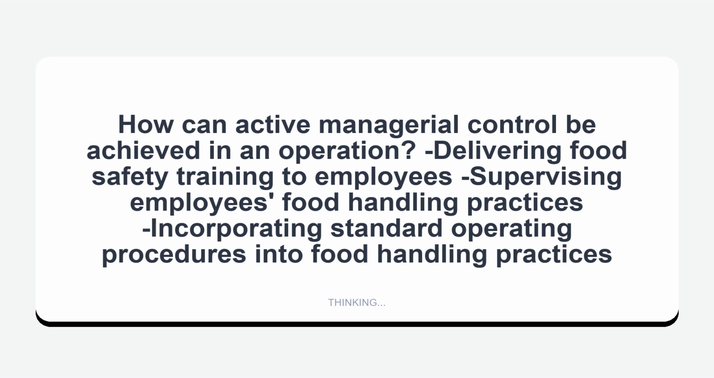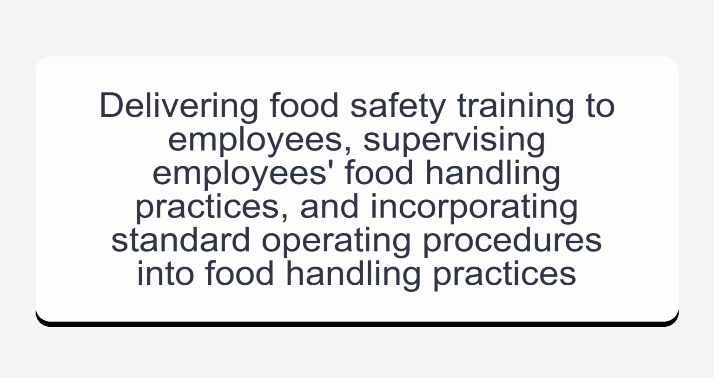How can active managerial control be achieved in an operation? Delivering food safety training to employees, supervising employees' food handling practices, and incorporating standard operating procedures into food handling practices.